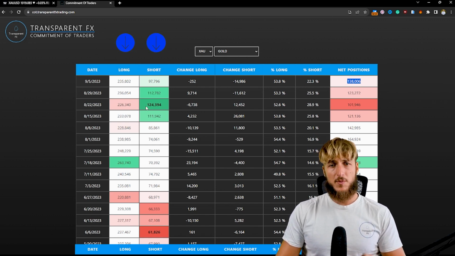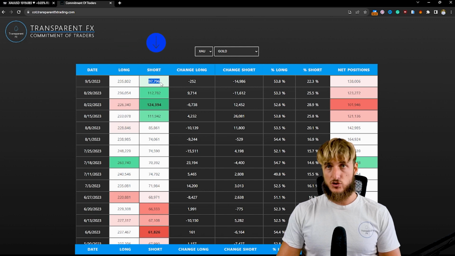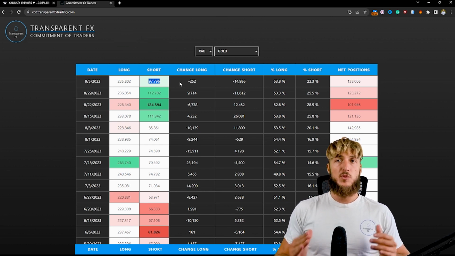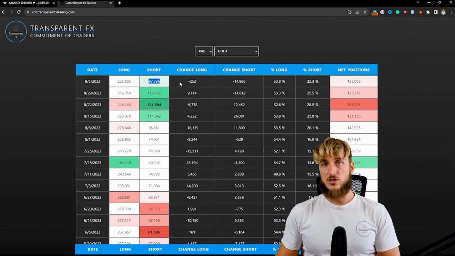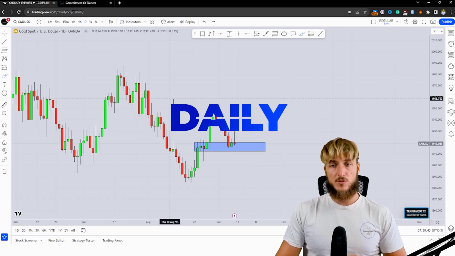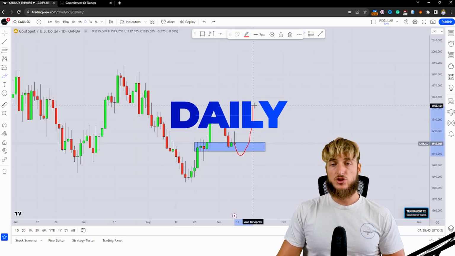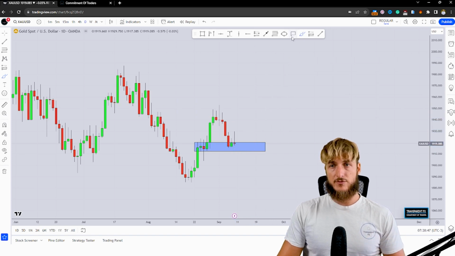In fact, we went from having 124k shorts all the way down to 97k shorts, and longs went from 226k to 235k. So currently we're sitting with 235,000 longs from an institutional perspective and only 97,000 shorts. So clearly institutions have been longing gold and closing their shorts. Now this increases the probabilities that we could have a potential reversal to the upside away from this area.